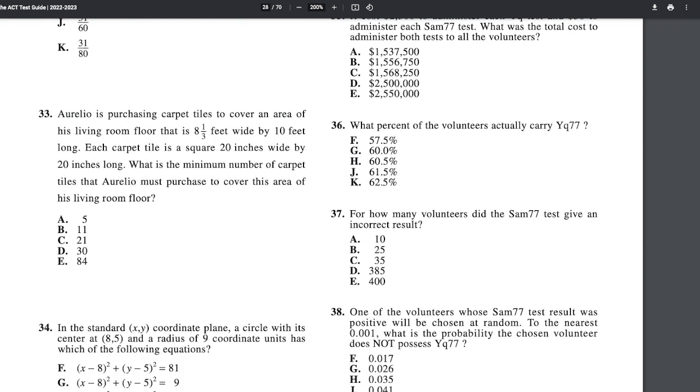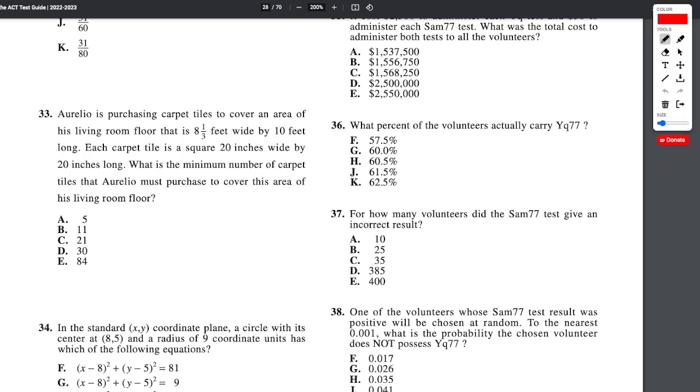33. Aurelio was purchasing carpet tiles to cover an area of his living room that is 8 1/3 feet wide by 10 feet long. Each carpet tile is 20 inches wide by 20 inches long. What is the minimum number of carpet tiles that Aurelio must purchase to cover the area of his living room floor? So, it's just an area problem, and we just find the number of carpet tiles he needs.